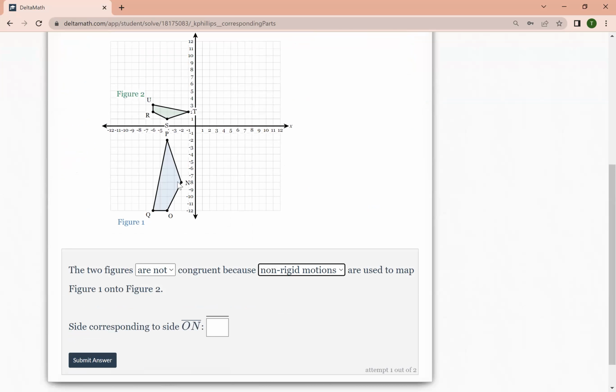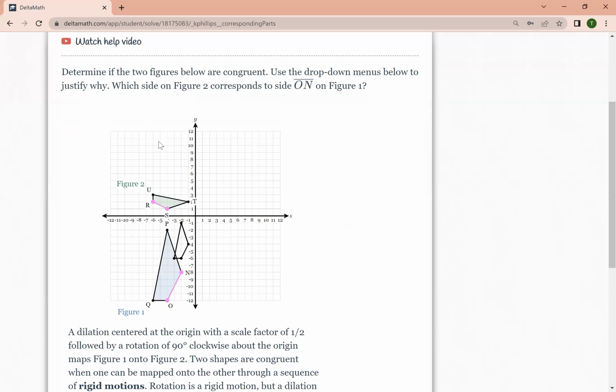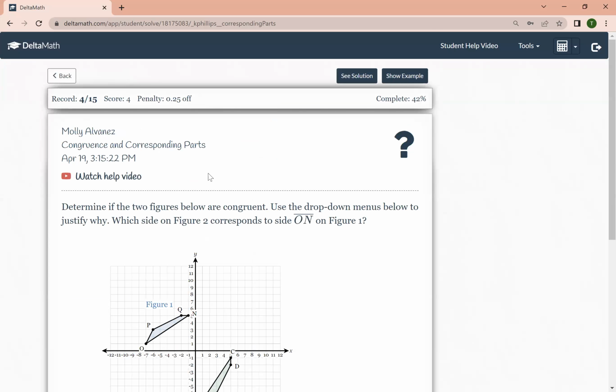Now O to N is kind of this one that's, I don't know how to describe it. This one at the top, figure 2, is like rotated kind of down and to the right. So this UT corresponds to the PQ. And so you can kind of like map your way around to see that ON goes with RS. You can kind of see it there. Or they go from the other one, they dilate and then they rotate. Yeah. Let's do one more here.